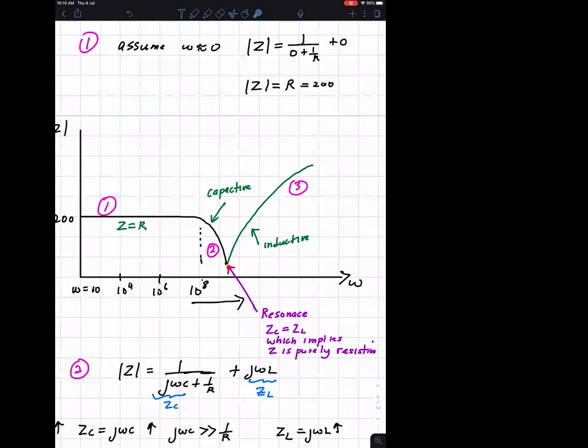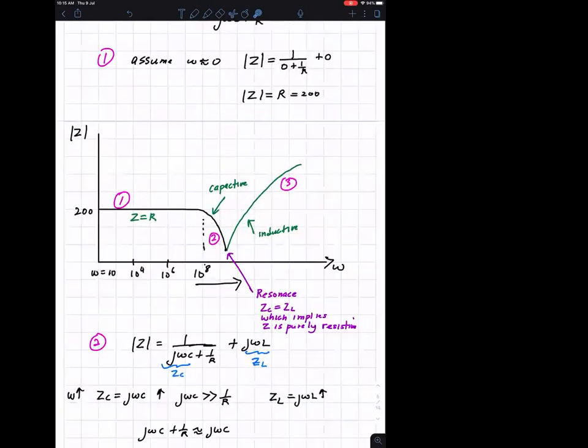Then after this frequency, the inductive reactance takes over. So I say it behaves like a resistance here, and a resistor behaves like a resistor at a lower range of frequency. At a slightly higher range of frequency, it behaves like a capacitor, and at a much higher range of frequencies, it behaves like an inductor. So these are the things that you have to watch out for.